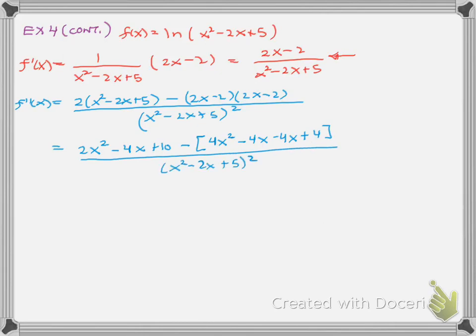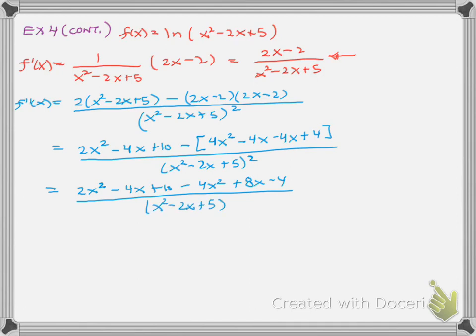All right, so that's 2x squared minus 4x plus 10, minus 4x squared plus 8x minus 4, all over x squared minus 2x plus 5 squared, and this becomes negative 2x squared plus 4x plus 6. Double check my work because I could make errors in here, so make sure you double check. All right, so now that's f double prime.